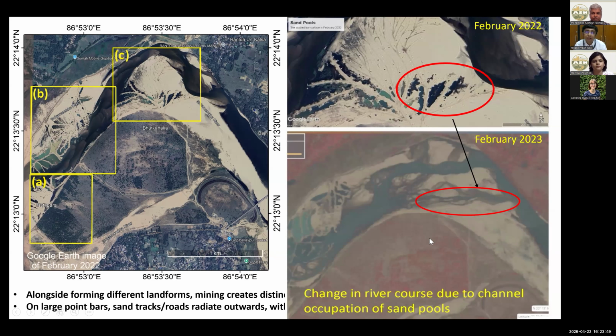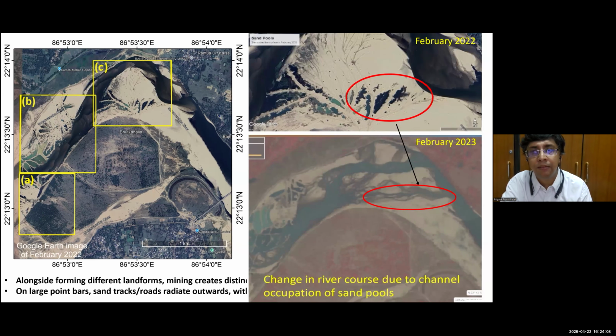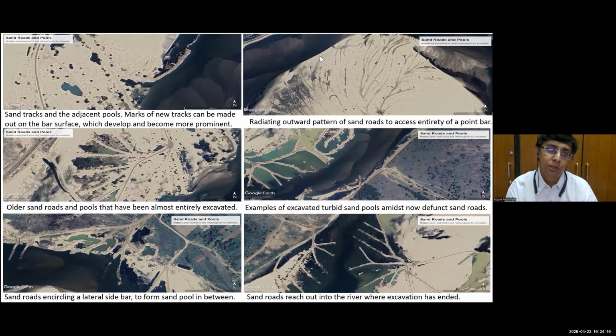Now, what are the ramifications? This part of the river bank, which was largely stable, which was protected by a large point bar, is now suddenly exposed because the river has shifted further south. The main channel has started to shift southward, and now it is attacking this river bank, posing threats of river bank erosion. So these are some of the main ramifications of trying to document these things. Again, using Google Earth images, we're able to track the progression of these mining features over the mining season.